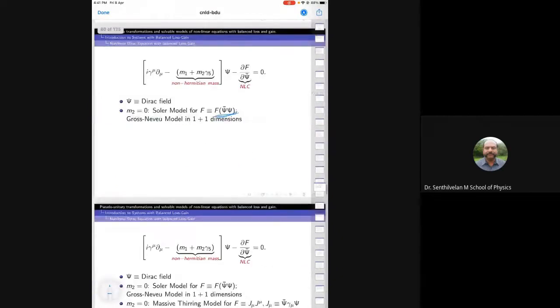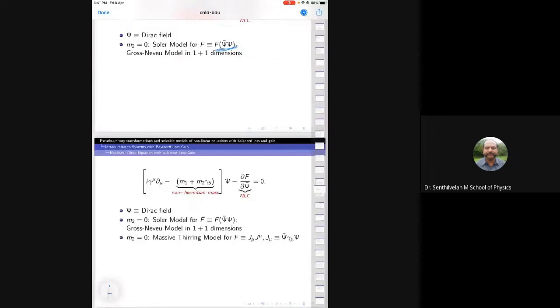And again, if m2 is equal to 0 and f is taken as a current interaction, those who are familiar with the Dirac equation can identify the vector current, the four-vector current psi bar gamma mu psi. So this J mu, this is called the massive Thirring model, and this massive Thirring model is again popular in the context of strongly correlated, lower-dimensional systems. So again, you see that for m2 equal to 0, whatever f we are talking about, we have a very viable physical model.